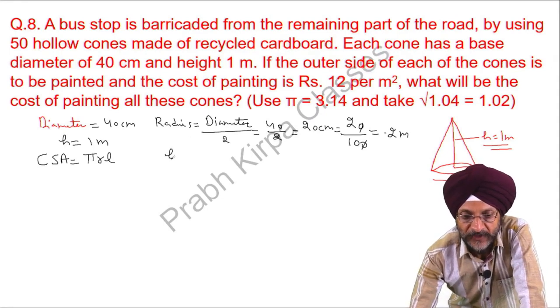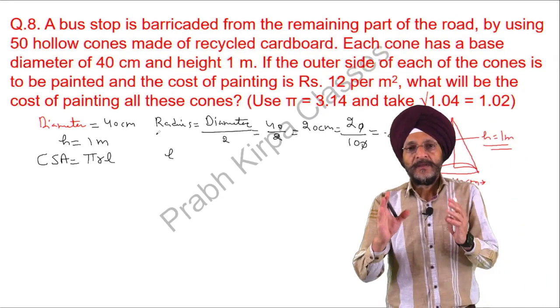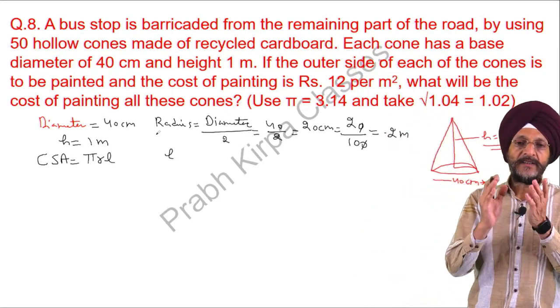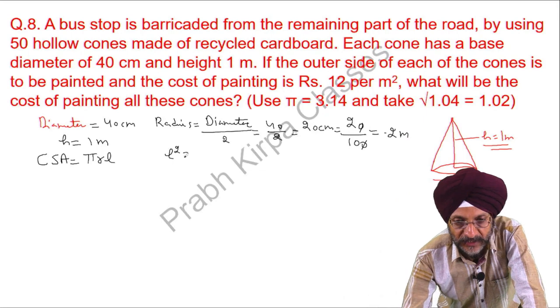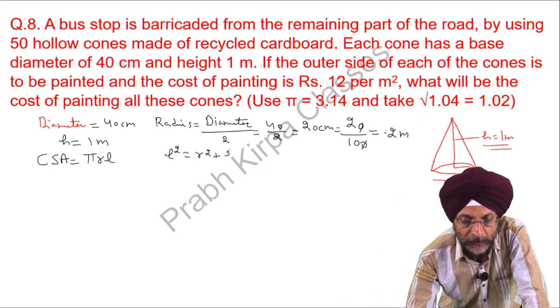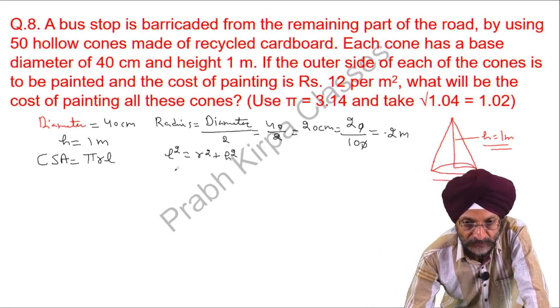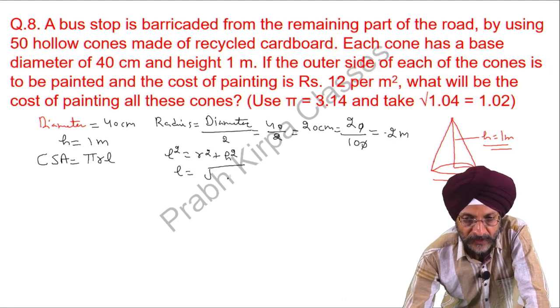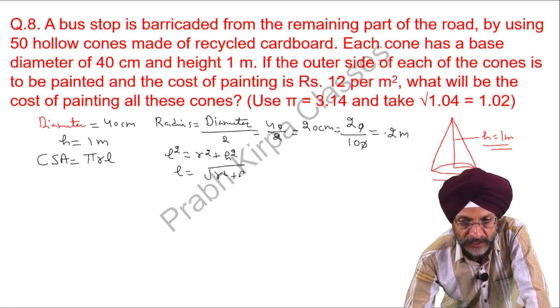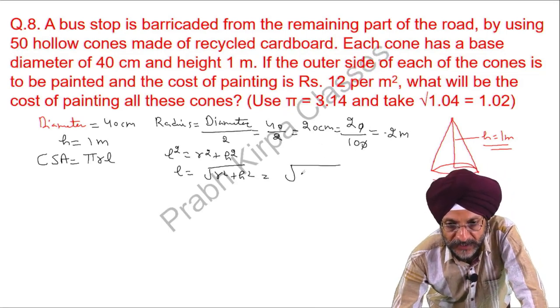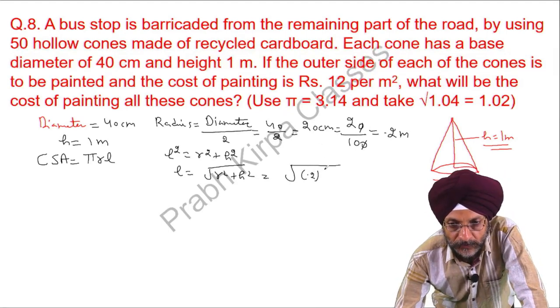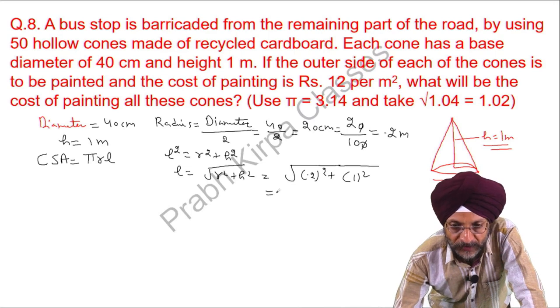We know that as per Pythagorean theorem, slant height, radius and height are related to each other by the formula L square is equal to r square plus h square. In other words, L is equal to under root r square plus h square. We will fill in the relevant values. Value of r is 0.2. What is the value of h? It is 1. Now we will solve it.